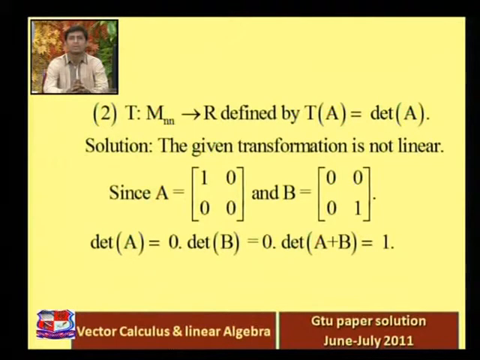The identity matrix is 1 0 0 1, and whenever you find the determinant of A plus B, that is equal to 1. So this first condition is not satisfied for these particular two examples A and B. So clearly the given transformation is not linear.